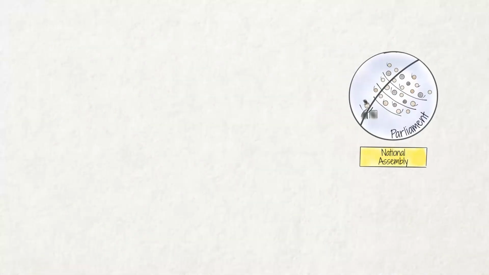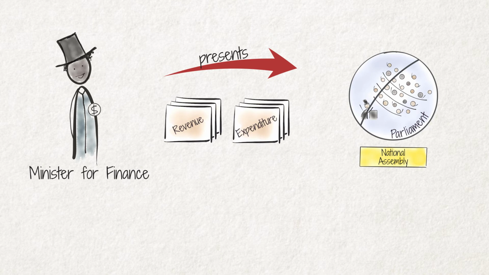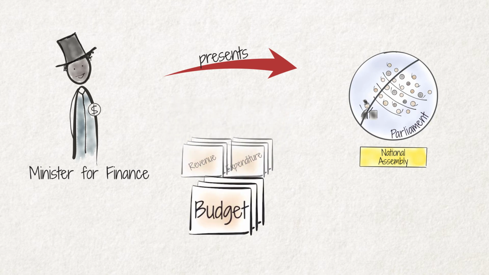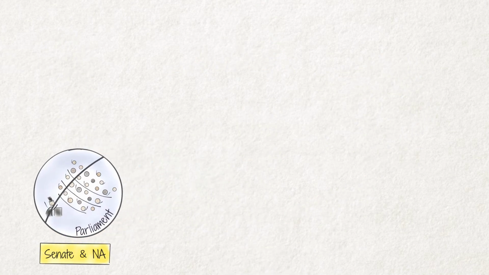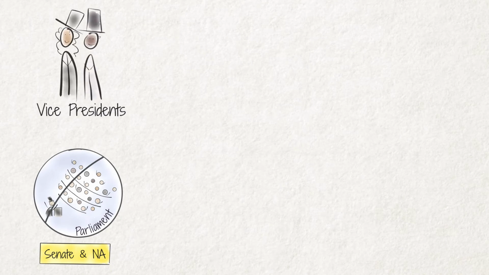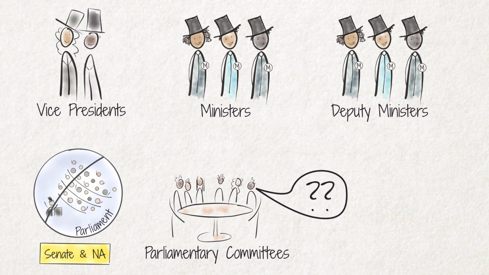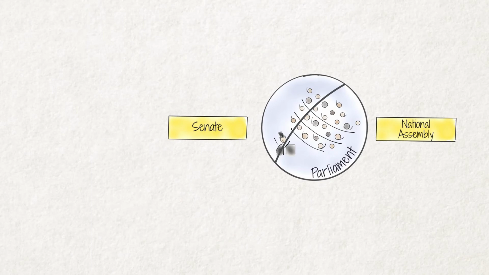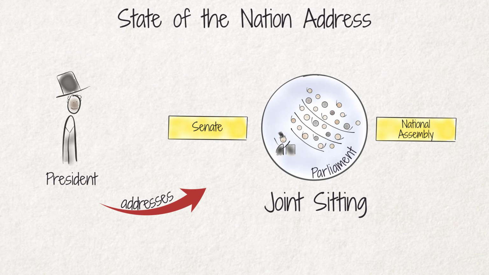Every year, the minister responsible for finance must present to the National Assembly a statement of the estimated revenues and expenditures of the government for the next financial year. This is called the budget, and it must be scrutinized and approved by the National Assembly. In addition to financial matters, the vice presidents, ministers, and deputy ministers must attend Parliament and parliamentary committees in order to answer questions concerning other matters for which they are collectively or individually responsible. At least once a year, the President must address a joint sitting of both Houses of Parliament on the state of the nation.